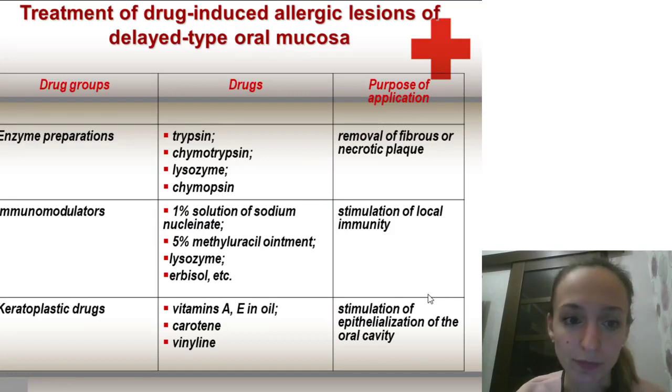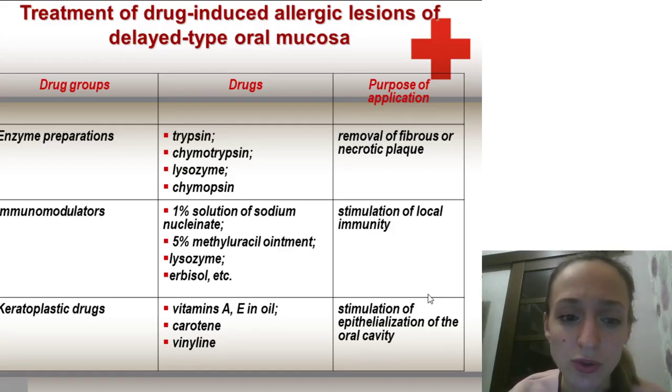And next one, enzyme preparations: trypsin, chymotrypsin, lysozyme, chymopsin. The removal of fibrous or necrotic plaque. For example, necrotic and ulcerative stomatitis or gingivitis.